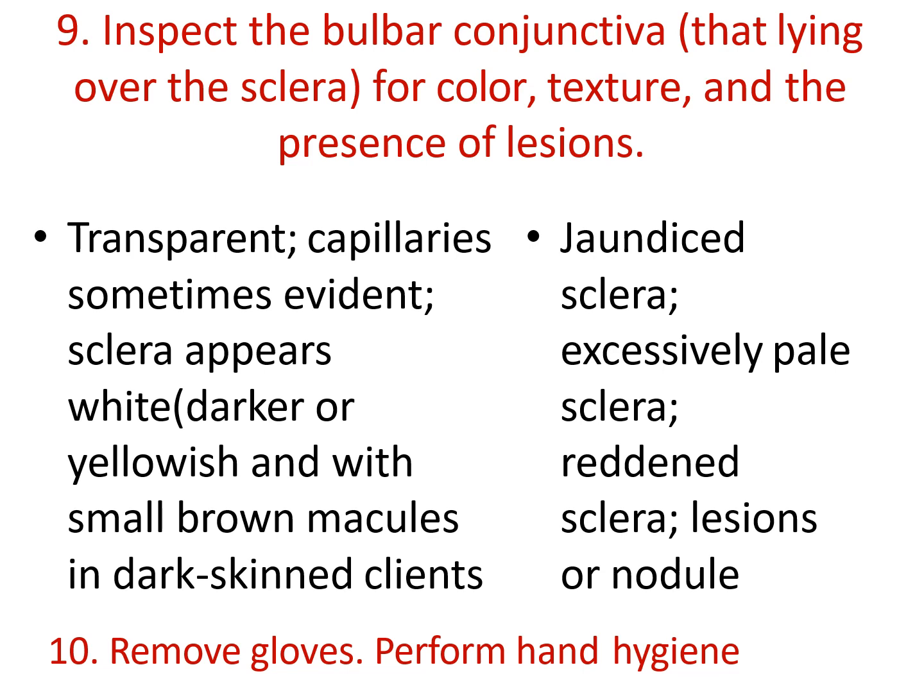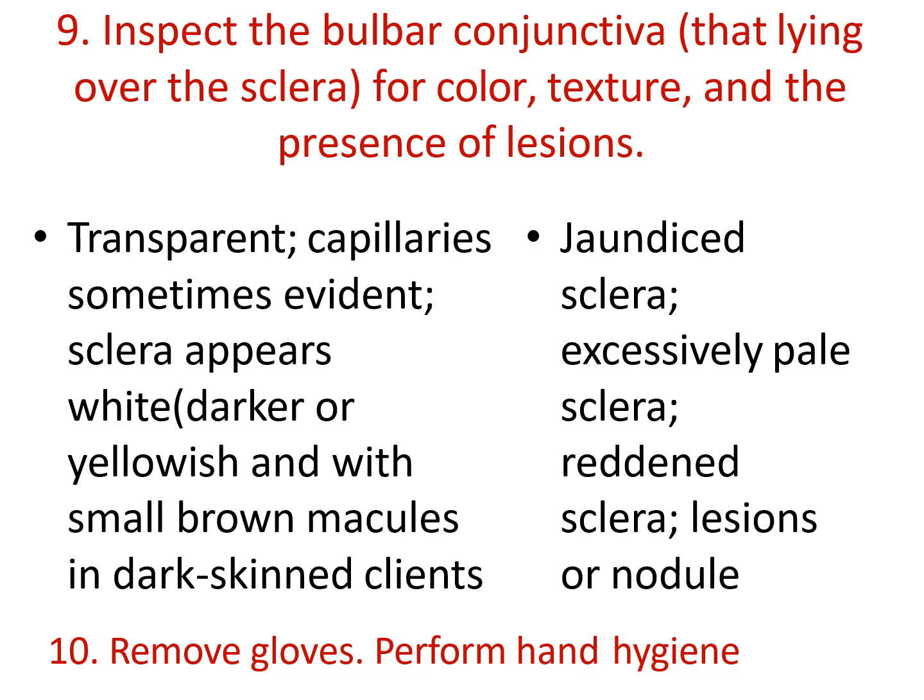Ninth is that we inspect the bulbar conjunctiva. You can also include the palpebral conjunctiva. Check for the color, texture, and the presence of any lesion. So the normal findings that we may get: the bulbar conjunctiva is transparent, meaning you can see clearly the sclera of the patient. Capillaries are sometimes evident, but not always.